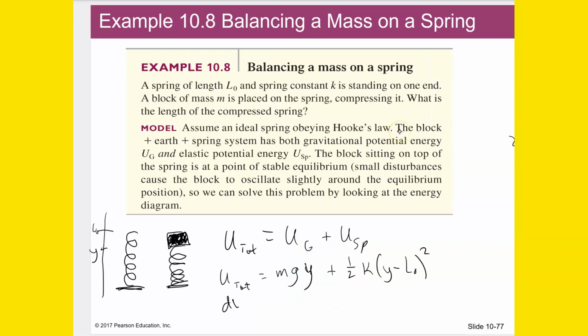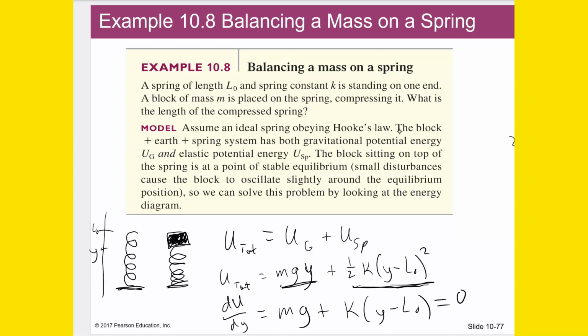So dU/dy equals, what's the derivative of this with respect to y? It's just mg. Remember, m and g, those are just constants. Plus the derivative of this term with respect to y. You take the 2 down front and it cancels out that 1/2 and you're just left with k, times (y minus L naught). And then the chain rule says that's times the derivative of this, but the derivative of this with respect to y is just 1. So we don't have to worry about that. So that's the derivative.